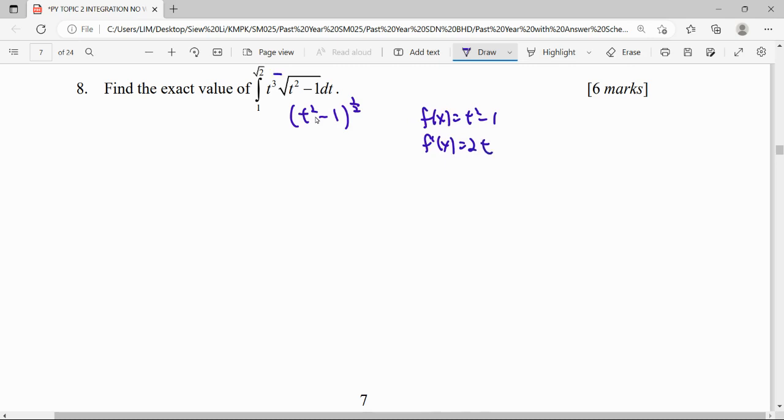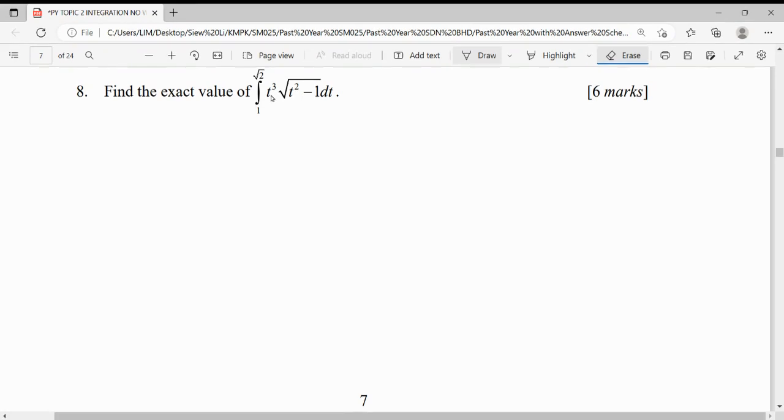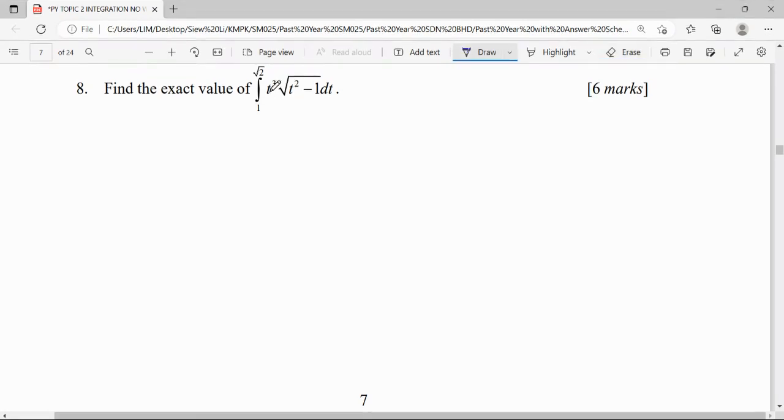we try to differentiate it, we get 2t, so we can't get the pattern where this is linear and this is cubic, which means that this is not a question that we can solve by formula directly. So we have to use a technique of integration. We can use our substitution method here.